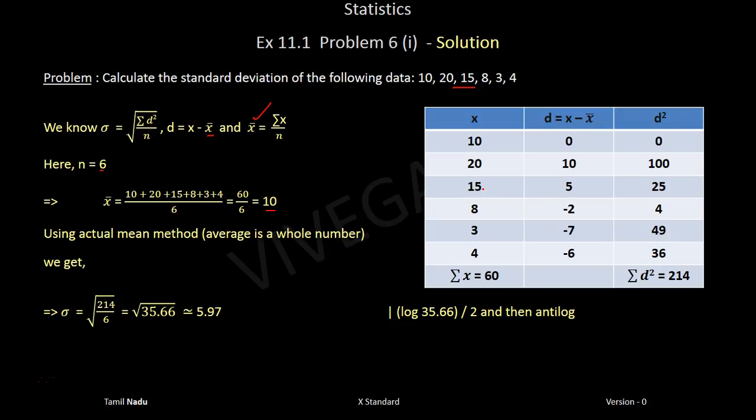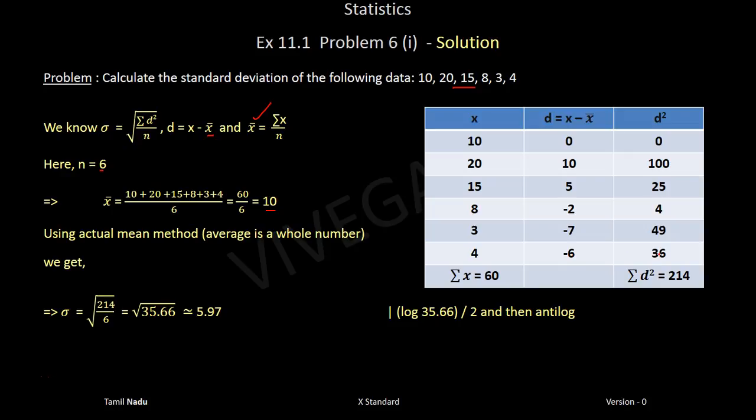The next data value is 15. So our d will be 15 minus 10, that is 5, and d square is 25. The next value is 8. So it will be 8 minus 10, that is minus 2. Minus 2 square is 4. The next data value is 3. The d will be x minus x bar, that is 3 minus 10, that is minus 7. So minus 7 square is 49. And the last data value is 4. The deviation will be 4 minus 10, sorry, x minus 10. So that will be minus 6.